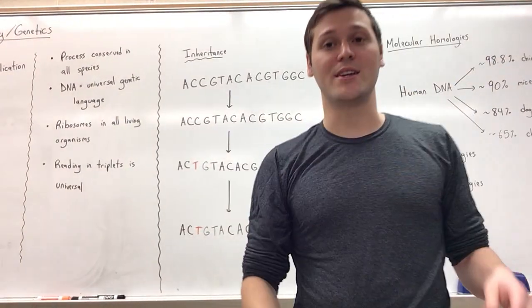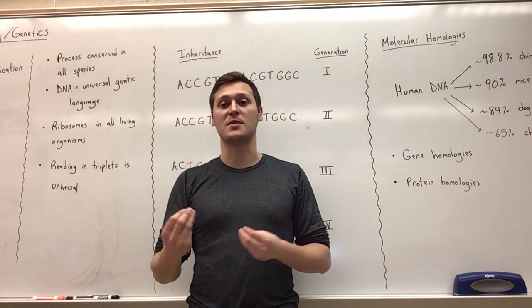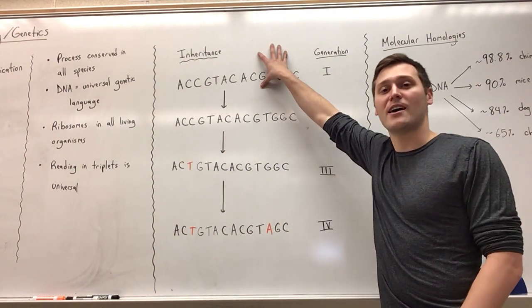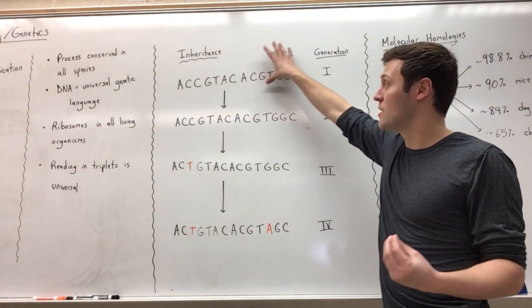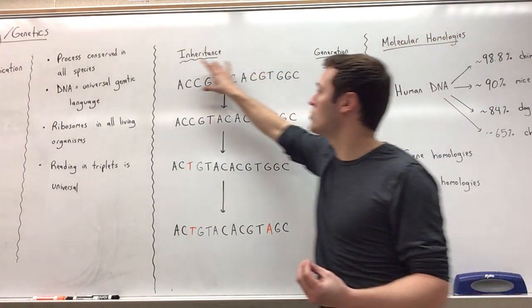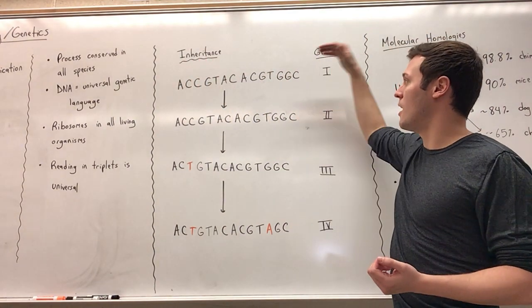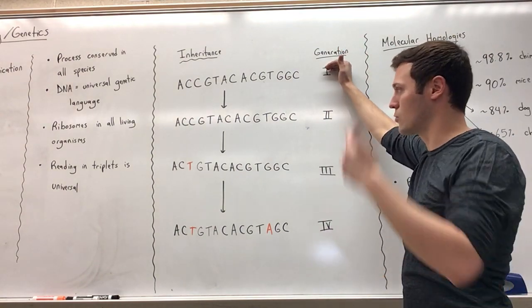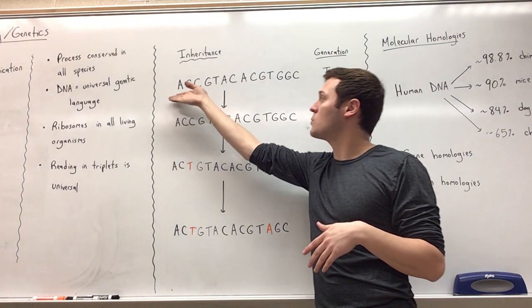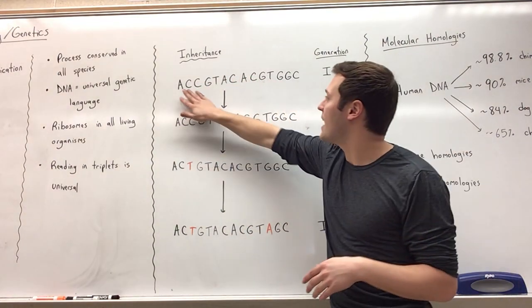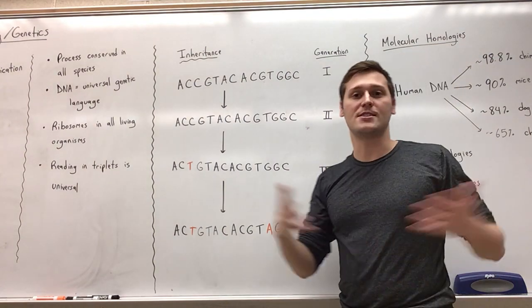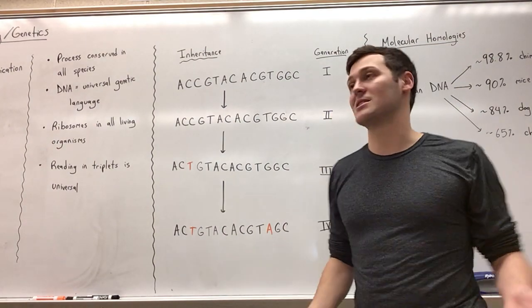I also want to mention similarities in DNA sequences. Now, before I get into that, I want to refresh your memory on how inheritance works. So if you have, let's say, a general DNA sequence with one generation of great-grandparents, that sequence might look something like this, right? ACC, GTAC, ACGT. That could be a part of their sequence.